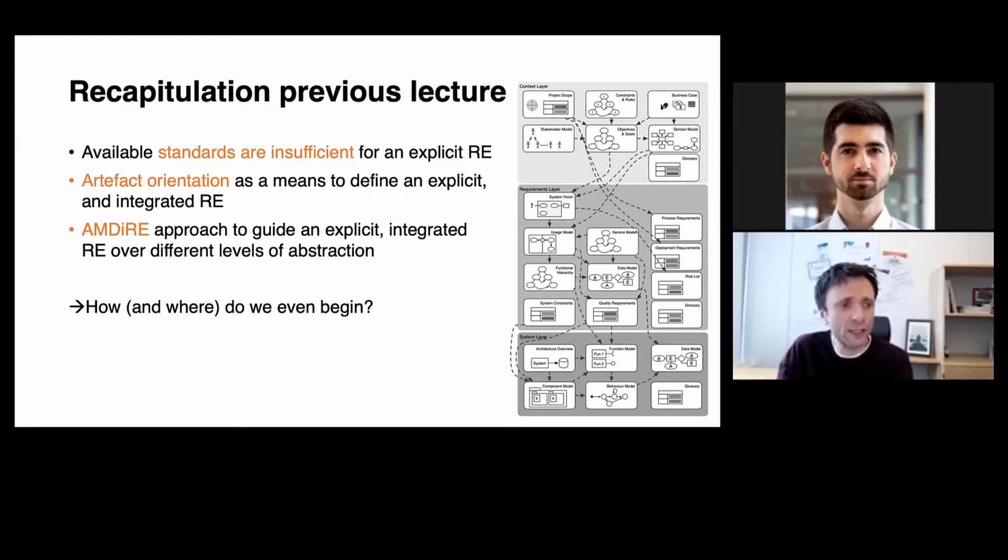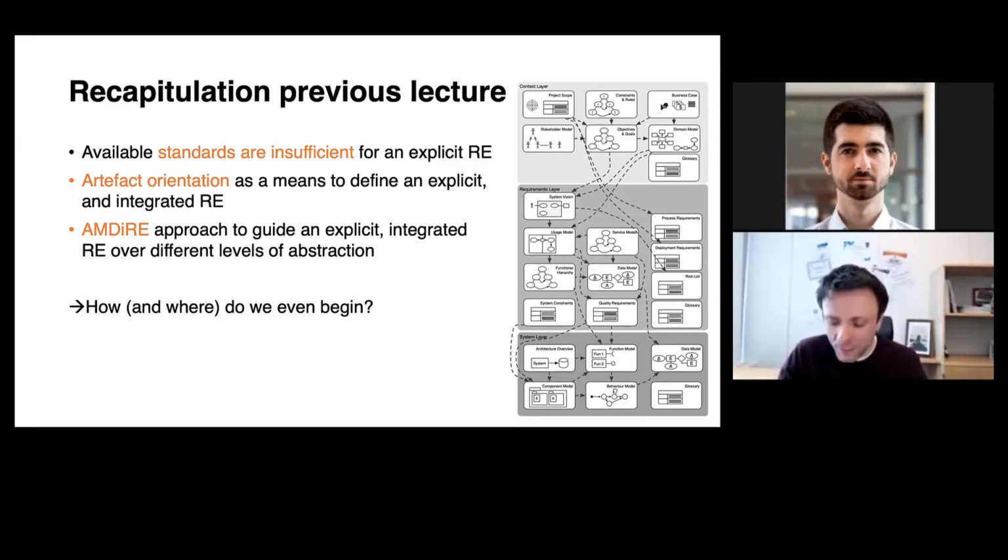And we have concluded by introducing the AMDIRE model. AMDIRE standing for Artifact Model for Domain Independent Requirements Engineering as a means to guide an explicit and integrated requirements engineering over different levels of abstraction. What you can see here on the right side is the pictogram of AMDIRE, and we will be using this very same more abstract and structural model as a backbone also for our contents to be discussed along the remaining lectures.